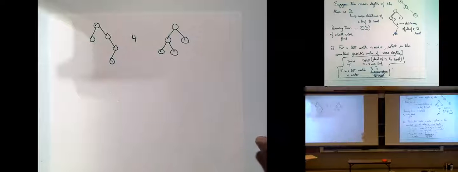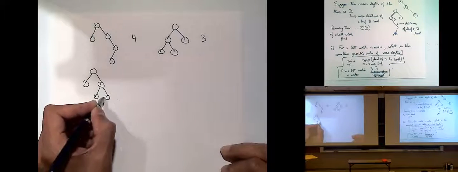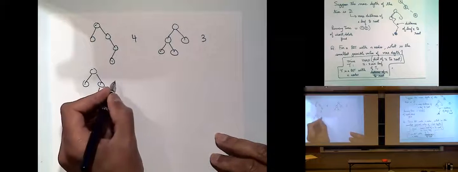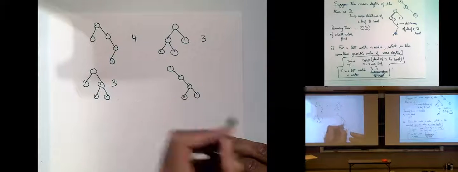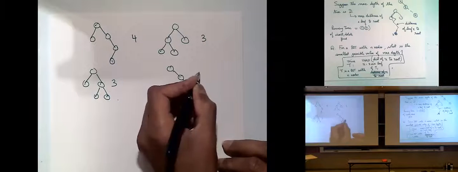What about this tree with 5 nodes? 3. What about this tree? Okay, now I'm just getting boring here. What about this tree? 4.